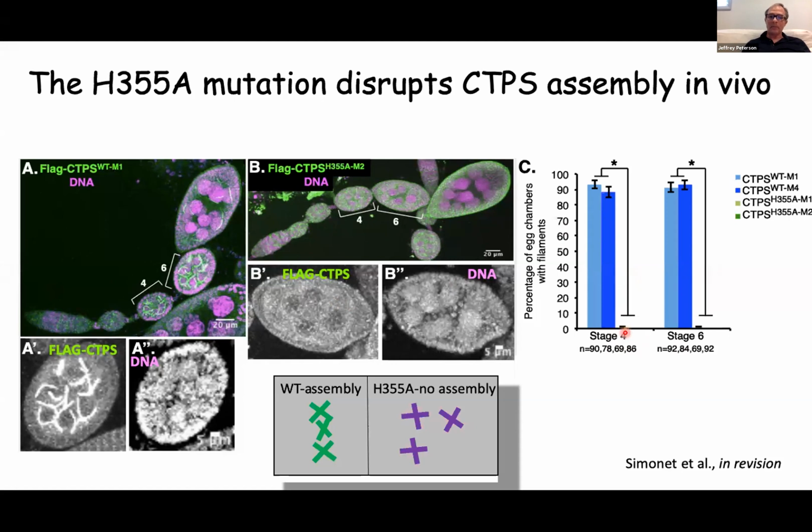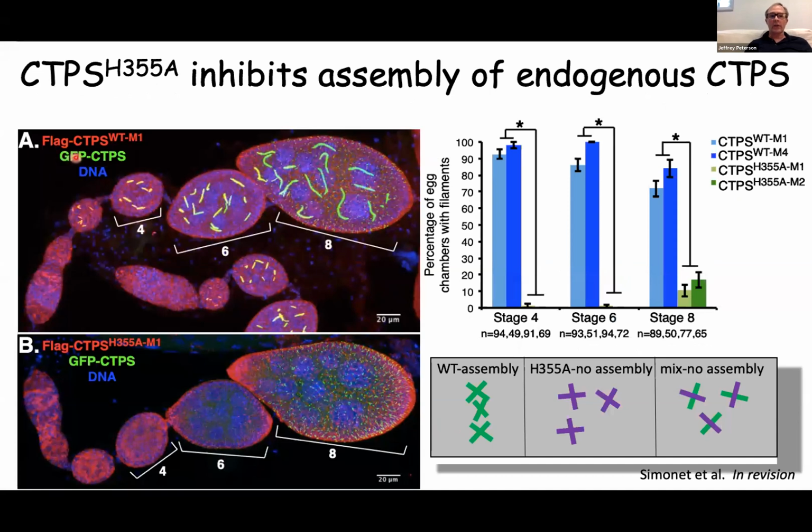Now, it's important to keep in mind here that these egg chambers are also expressing the endogenous wild type CTP synthase. And so we wondered whether expressing the H355A mutant had any impact on the assembly of the endogenous protein. And so to test this, we took advantage of a fly line in which GFP has been inserted into the endogenous CTP synthase locus, and then expressed the transgenes in that context. So again, in the control case, if we express the wild type transgene, we still see that the endogenous wild type CTP synthase polymerizes normally. By contrast, the H355A transgene completely abolishes assembly by the endogenous wild type CTP synthase.